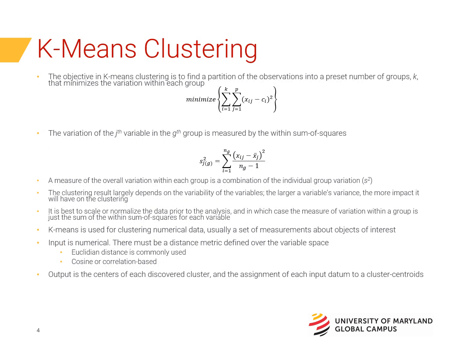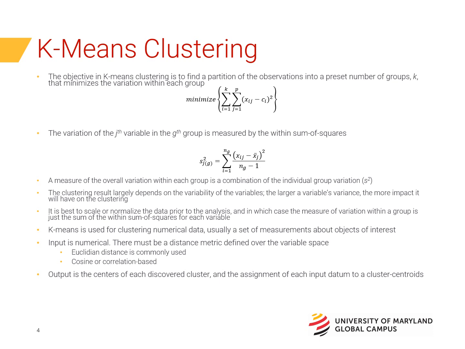K-means clustering aims to partition a given set of observations into a predetermined number of groups, denoted as K, in a way that minimizes the variation within each group. This approach allows us to uncover hidden patterns and structure within our data, enabling us to make informed decisions and gain valuable insights.